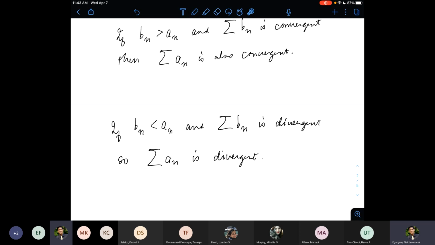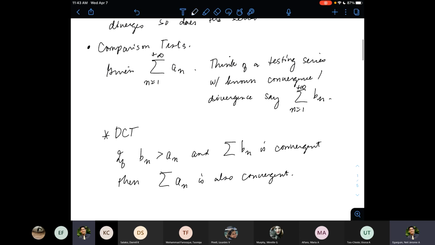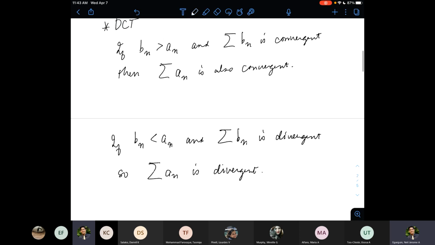So I want you to get the idea rather than just memorizing the results from a table given in the lecture or in the textbook. So that's the reasoning behind it. Those are the only two cases that we have conclusions for. If you have a series that is larger than a convergent series, it's convergent. If the series is larger than a divergent series, then it is divergent. All other cases are inconclusive.